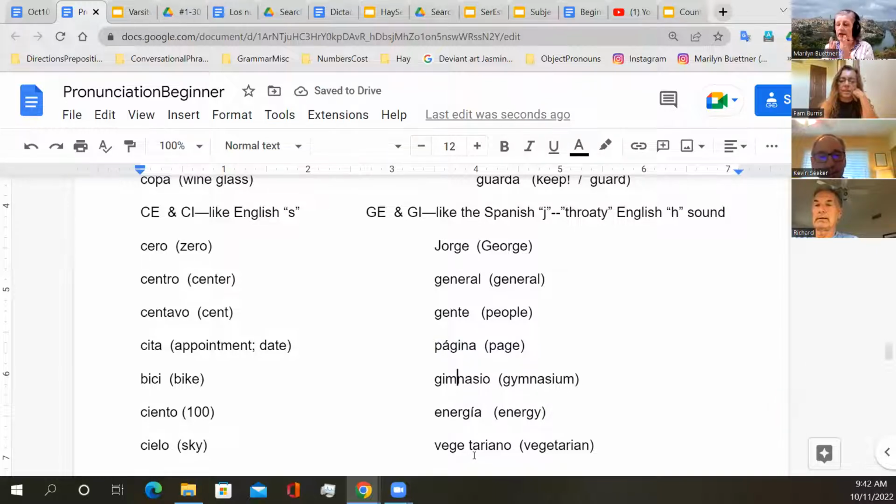Here's a word and we're going to look at it all together, and then we're going to separate it into three parts. It's the word for gym, the place where you go to play hoops. It is like our word, but it is pronounced differently. It's pronounced gimnasio. Gimnasio. No es correcto. It is not correct to say it the English way. No, that's not good.